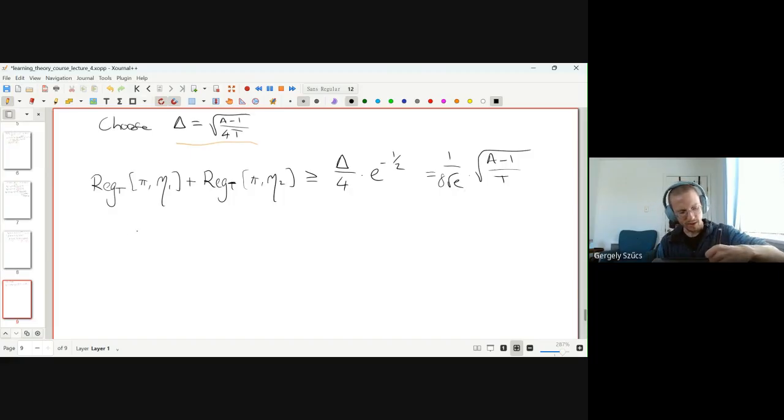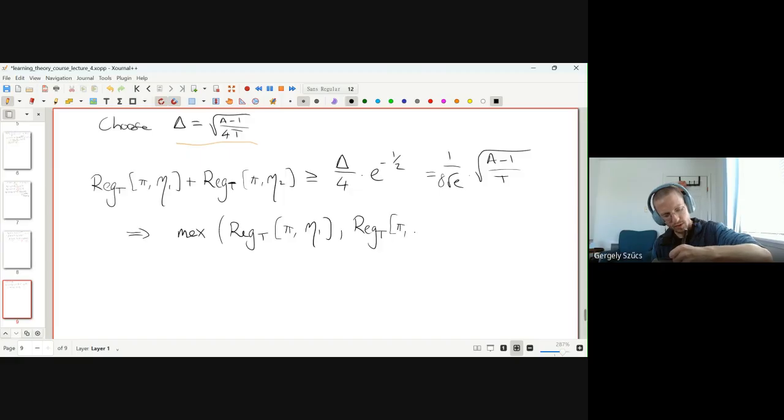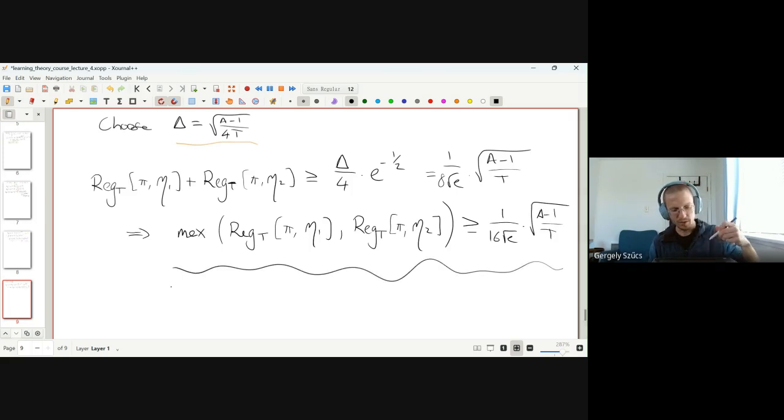And then based on this, we can say that the maximum of the two regrets is bigger or equal than 1/2 times the sum of them. So we actually get 1 over 16 square root of e times the square root of A minus 1 over t. So this is our lower bound that we get in this case.